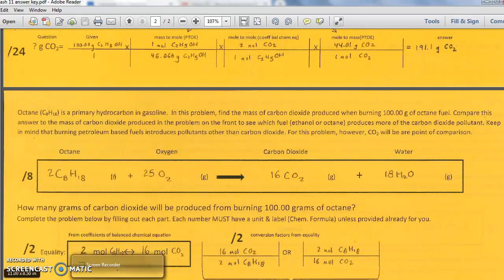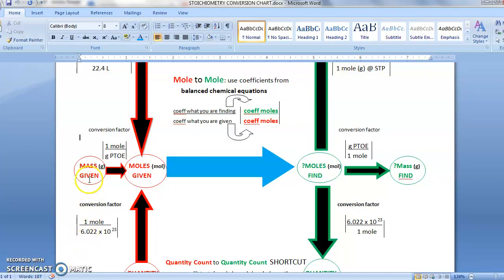When we look at our stoichiometry chart, we are again working a mass-to-mass problem. Our given mass is 100 grams of octane, C8H18. What we're trying to find is how many grams of carbon dioxide will be produced. This will require 3 steps or 3 conversions. We've got to go from mass of octane to moles of octane. That just requires the periodic table. Then we go from moles of octane to moles of carbon dioxide. That will require a balanced chemical equation.